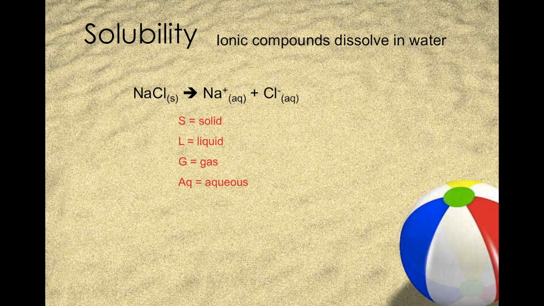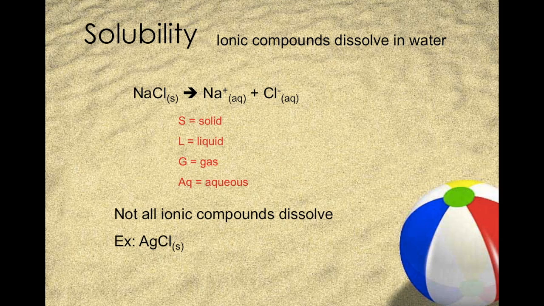So the first class of chemical reaction we're going to talk about is a solubility reaction. And this is a reaction in which an ionic compound dissolves in water. This is something that you've probably observed many times. For example, if you take sodium chloride or table salt and mix it with water, you solubilize the sodium chloride to form Na+ and Cl- ions. So this is a solubility reaction.